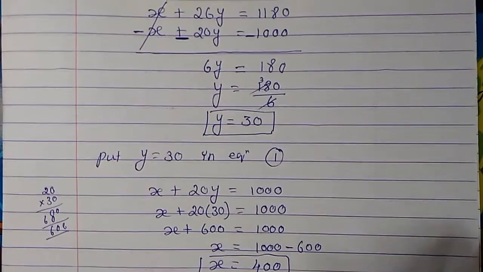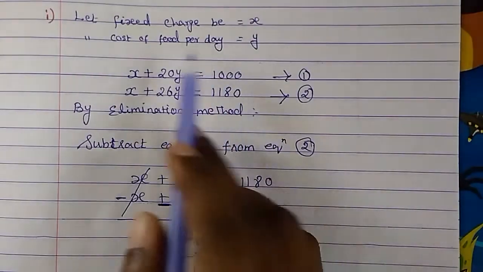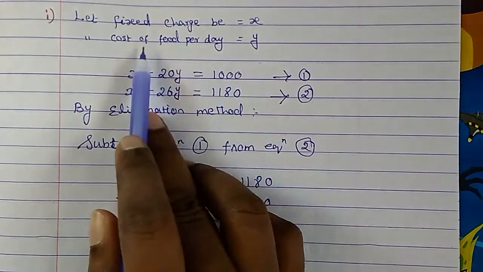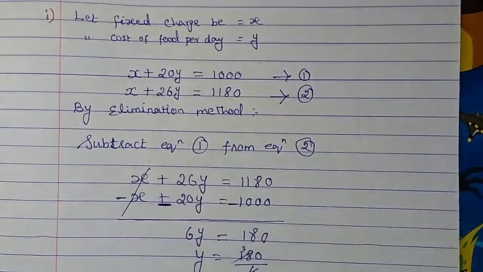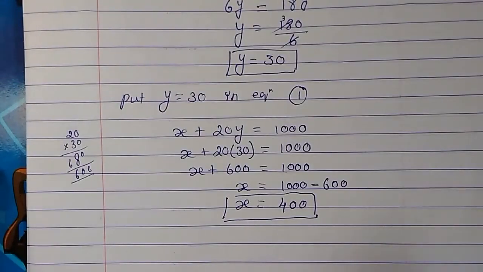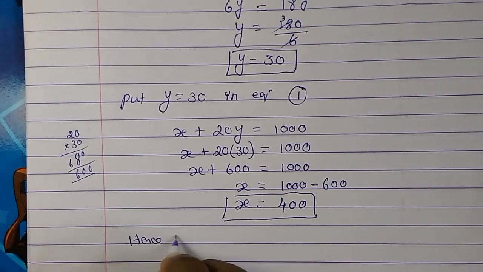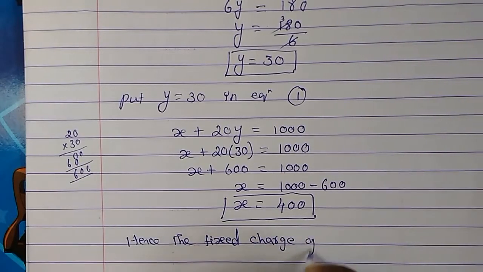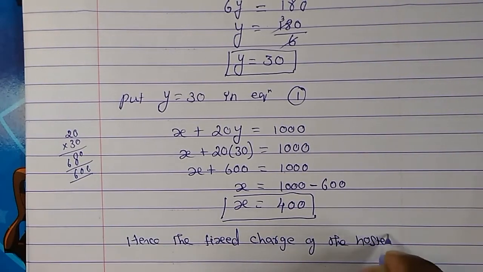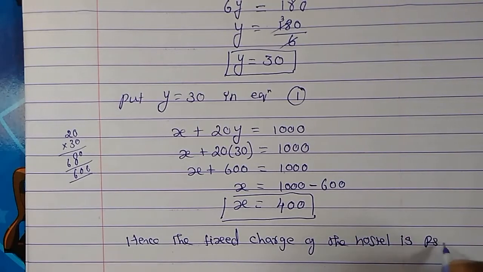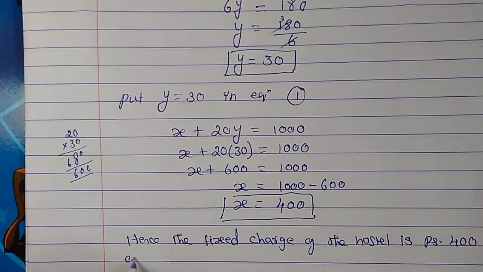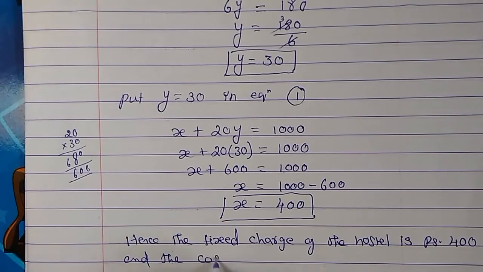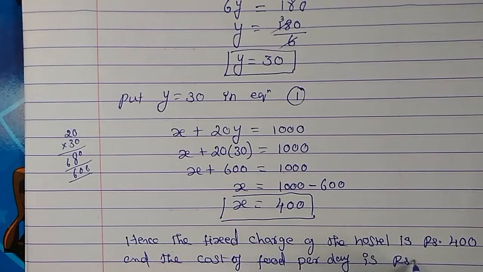So x is what? X is the fixed charge of the hostel and y is the cost of the food per day. So we have found out. Hence, the fixed charge of the hostel is rupees 400 and the cost of food per day is rupees 30.